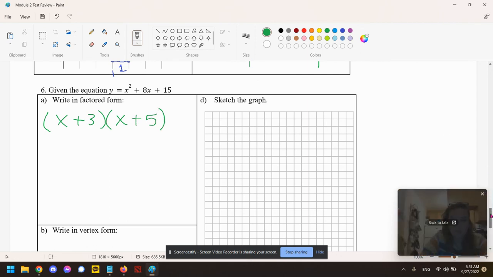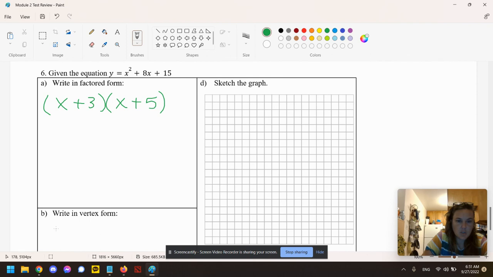I want to write this in vertex form, which means I take the a out front. There is no a. I divide this in half. I get 4. 4 squared is 16, so I need to go down 1 to get to my actual thing.